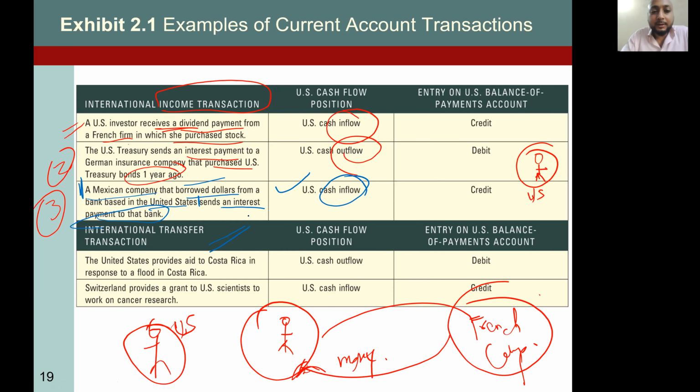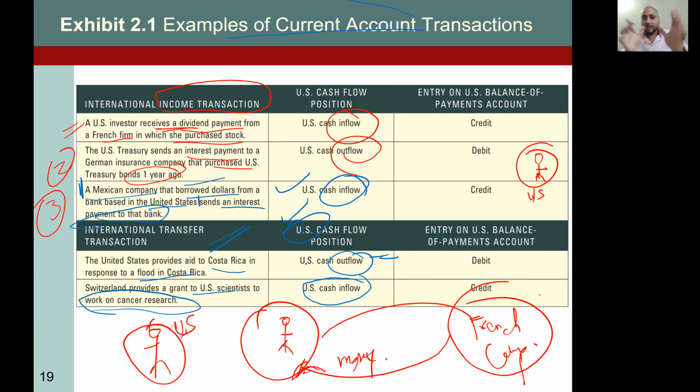Now the third one is transfer, international transfers. International transfer payments are also a part of our current account. So let's just talk about that. The US provides aid to Costa Rica in response to flood in Costa Rica. US provides aid, which means it sends money to Costa Rica. From the US perspective, outflow. Switzerland provides a grant to US scientists to work on cancer research. Switzerland is providing money to the US, inflow.